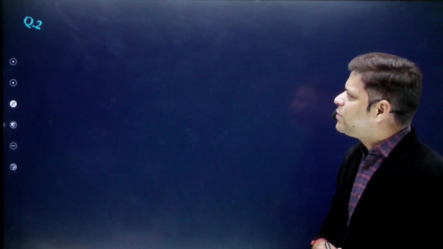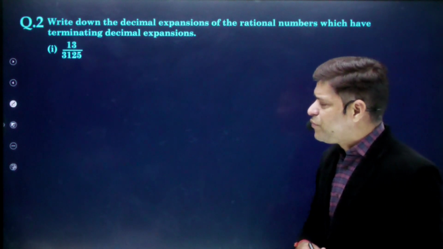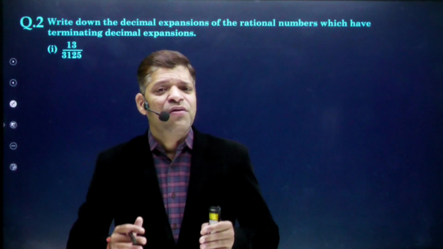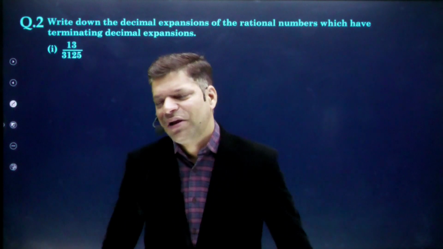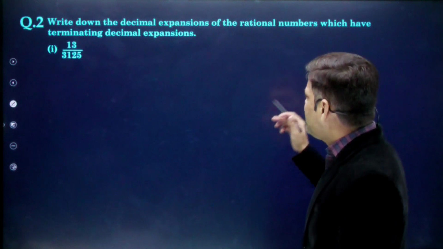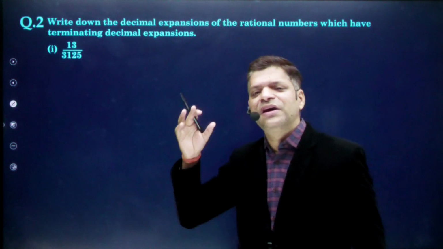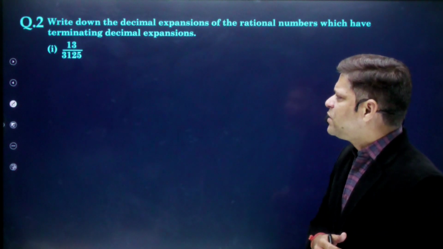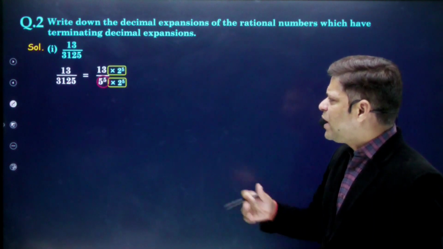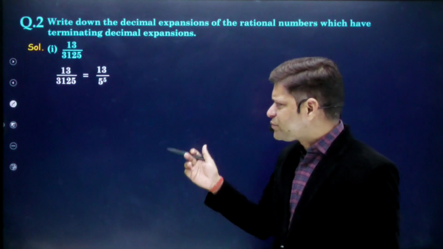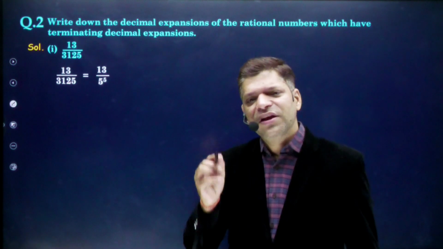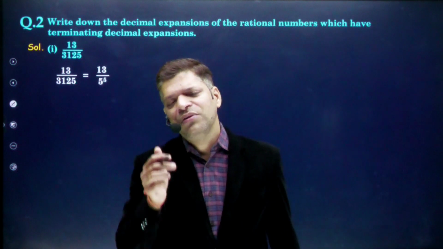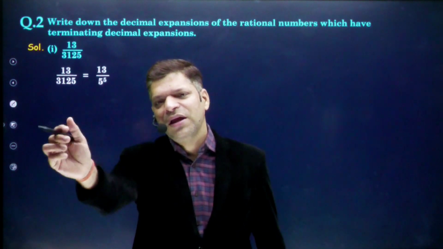Okay, so the next one, question number 2. Which have terminating decimal expansion and which have non-terminating and repeating decimal expansion? So here in question number 2, we have to write down the decimal expansion of the given rational numbers. Let's see the first rational number, 13 over 3125. Firstly, we know that it can be written in the form of 13 over 5 raised to the power 5. Now we want to write down the decimal expansion of the given p by q form.